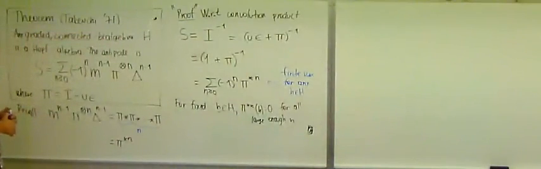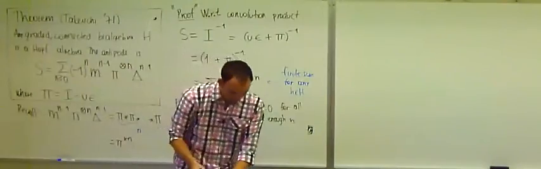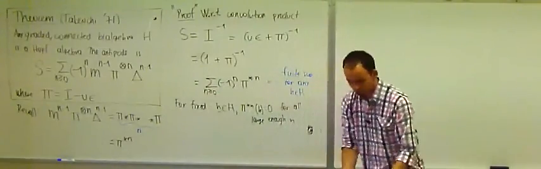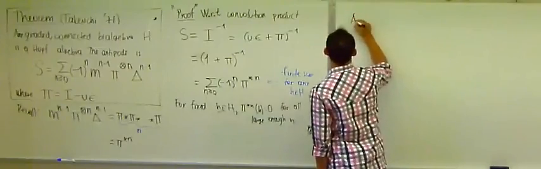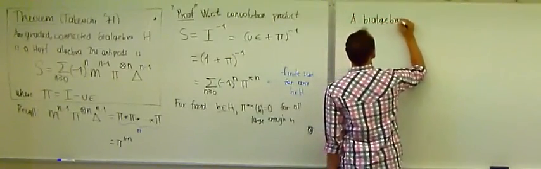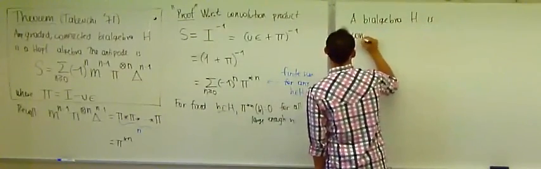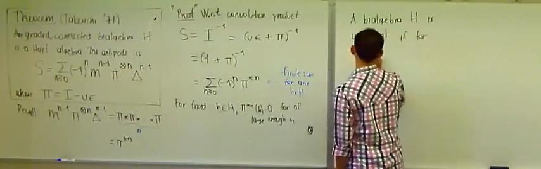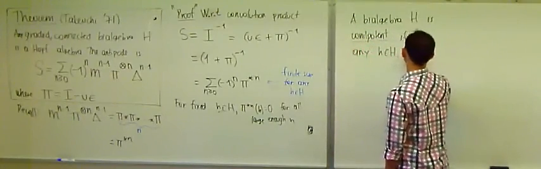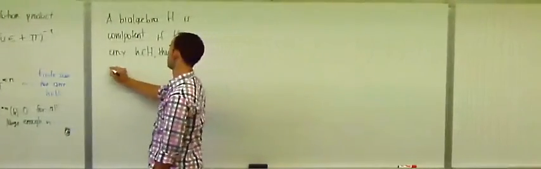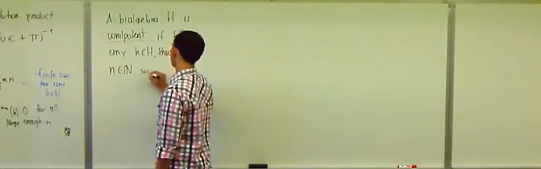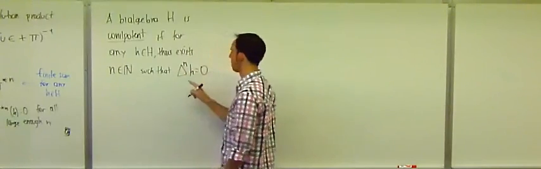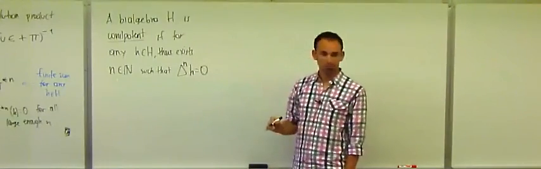And in particular, let me make another comment about this, which is the following. Let's say that a Bialgebra H is conilpotent if for any element of the Bialgebra there exists an integer n greater than or equal to 0 such that the nth coproduct of h is equal to 0. Okay?